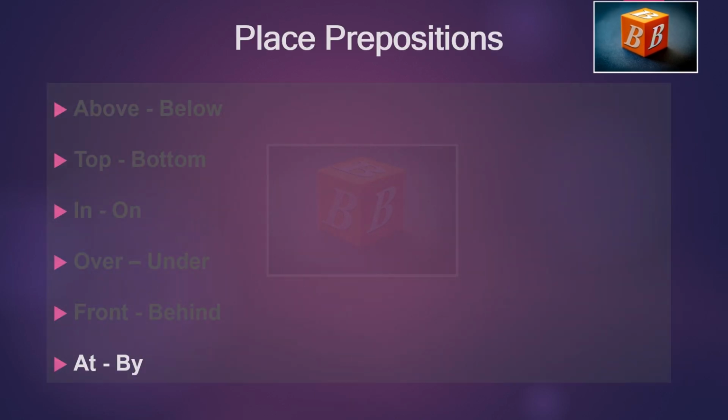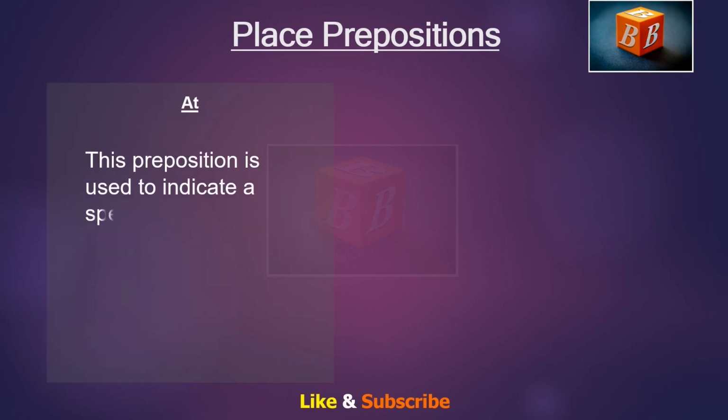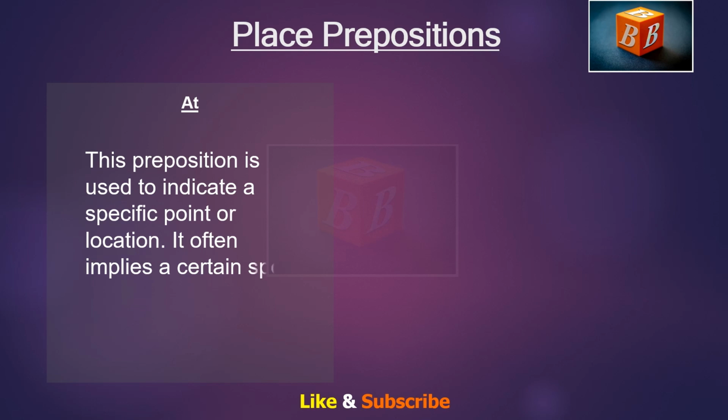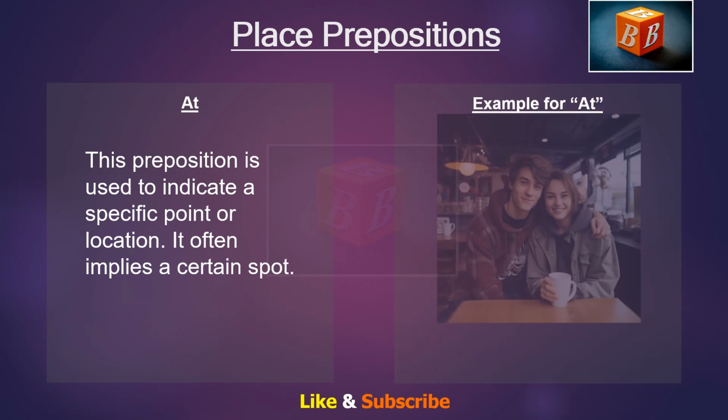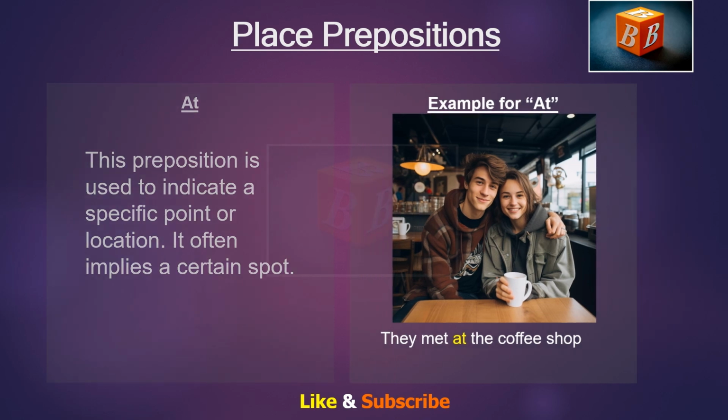Lastly, at and by show specific locations. At. This preposition is used to indicate a specific point or location. It often implies a certain spot. In the sentence, they met at the coffee shop, the word at is a key place preposition. It tells us the specific location where the meeting occurred. At is used to pinpoint precise places or points in space, like a coffee shop, indicating where an action takes place or where someone or something is positioned. So, at in this sentence helps us understand exactly where the meeting happened.